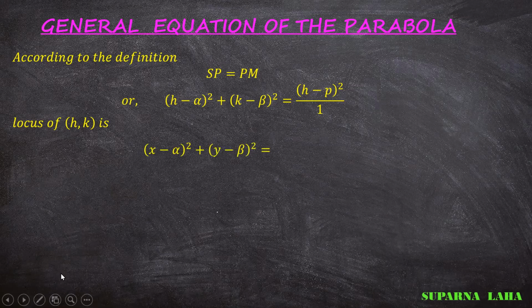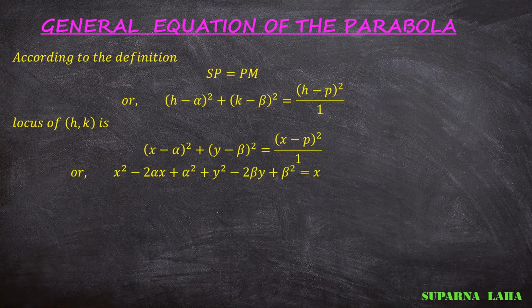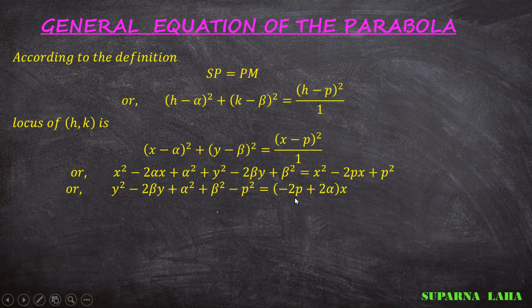So x minus alpha the whole square plus y minus beta the whole square is equal to x minus p the whole square, and if we expand the squares, we can find this kind of equation. Taking the x terms to one side and the y terms to the other side, that is y square minus 2 beta y plus the constant terms on one side, and some constant times x on the other side.